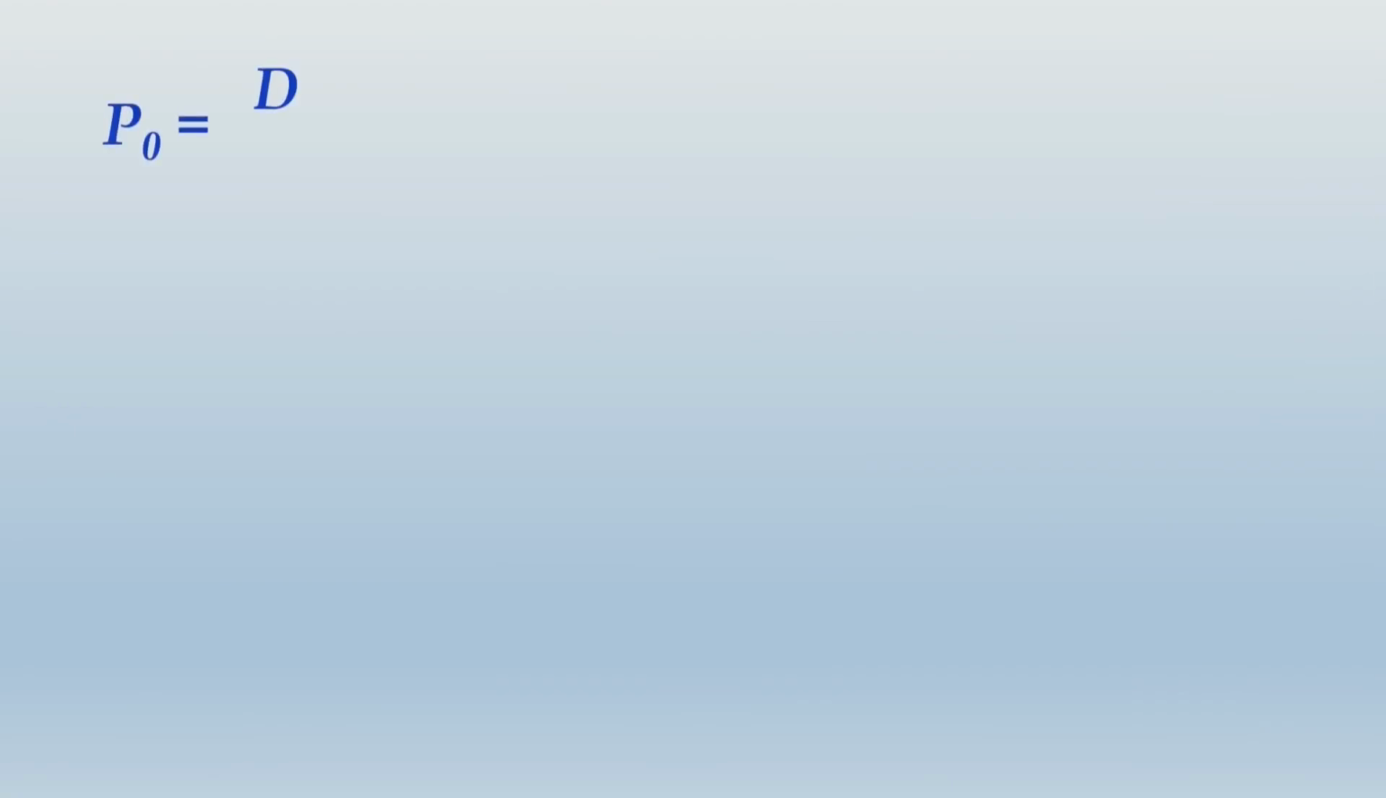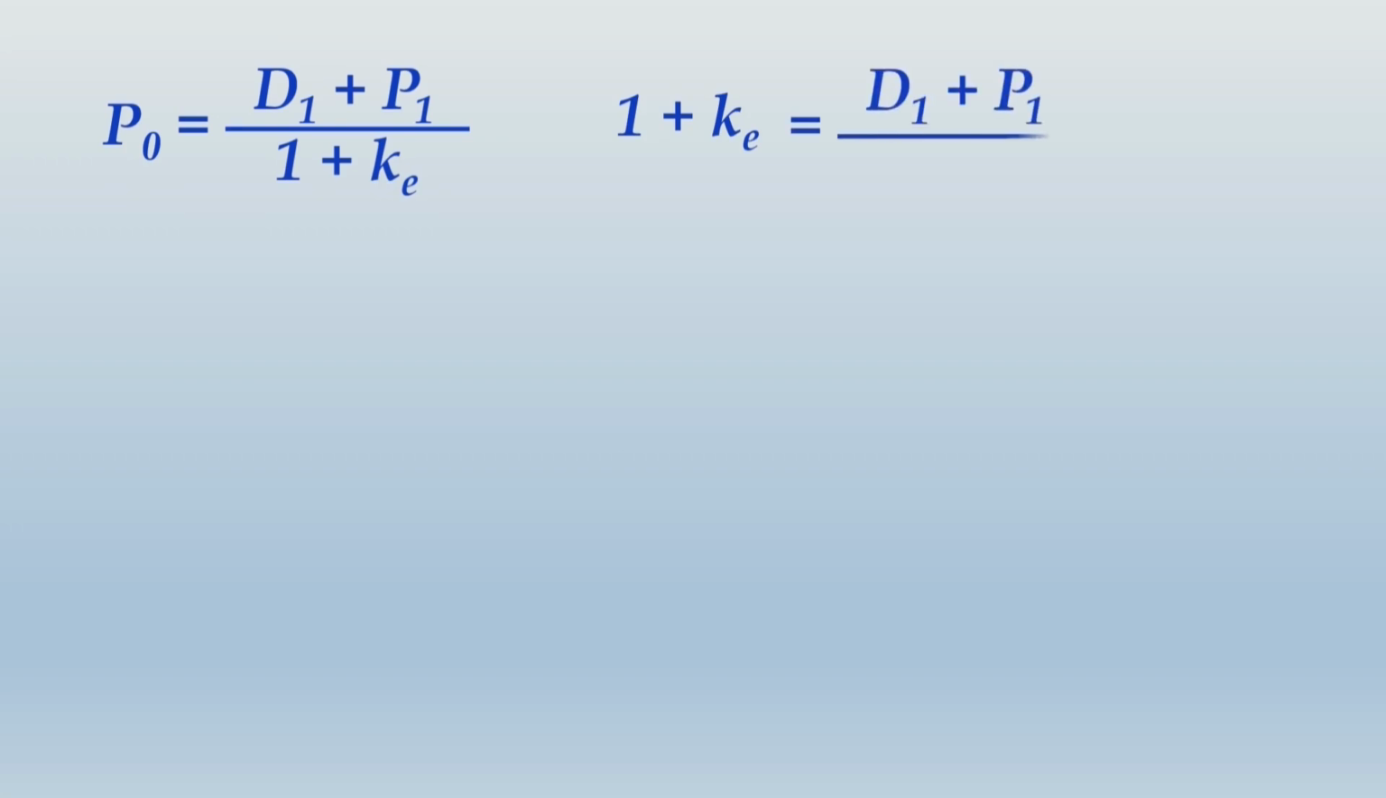Now we get back to that formula once again. Why I am getting back to this formula again and again, I'll show it to you in a short while, but I want you to continue to focus on the screen please. Mathematically, if we have understood that P0 equals D1 plus P1 divided by 1 plus KE, if I cross multiply, what will I get? 1 plus KE equals D1 plus P1 divided by P0.